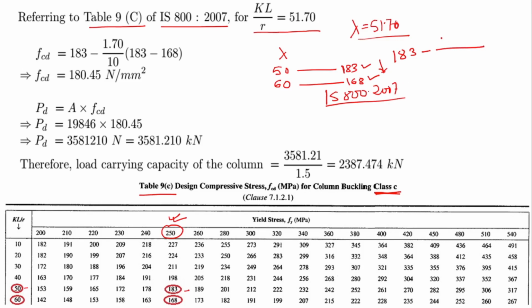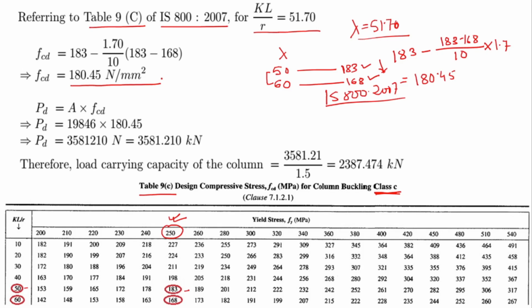So 183 minus 168, and their interval is 10. It is multiplied by the difference between 51.7 and 50, which is 1.7. So it is multiplied by 1.7, and finally it comes out as 180.45. So for slenderness ratio 51.7, design compressive stress is 180.45 Newton per mm square.